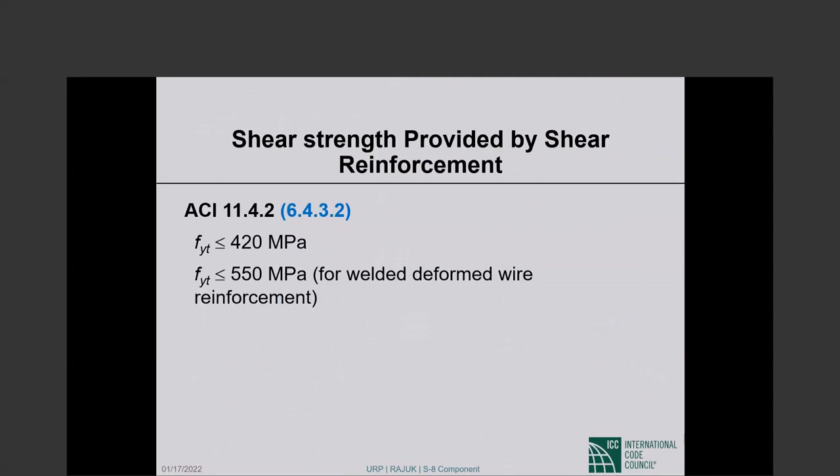Okay, this is extremely important. So f sub yt, the yield strength of shear reinforcement, is limited to 420 MPa. Please keep that in mind. If you use higher strength reinforcement in shear calculations, you cannot use f sub yt in excess of 420 MPa. If it is welded deformed wire reinforcement, then yield strength is restricted to 550 MPa.